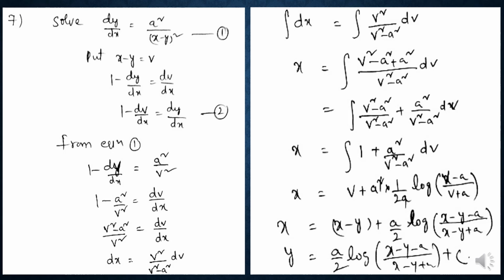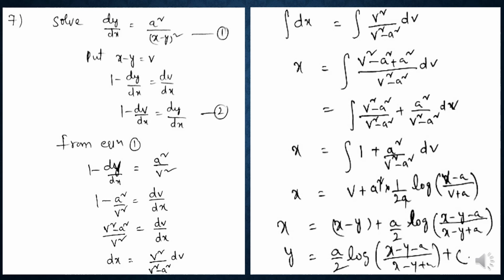Now this becomes 1 minus a square by v square is equal to dv by dx. So by taking LCM here, v square minus a square by v square is equal to dv by dx. Now by separating the variables here, this becomes dx is equal to v square by v square minus a square dv. Now integrating on both sides, we will get integral dx is equal to integral v square by v square minus a square dv.